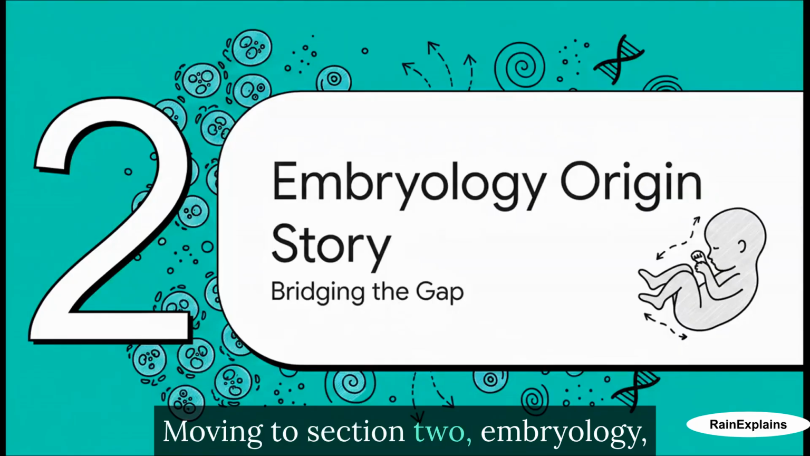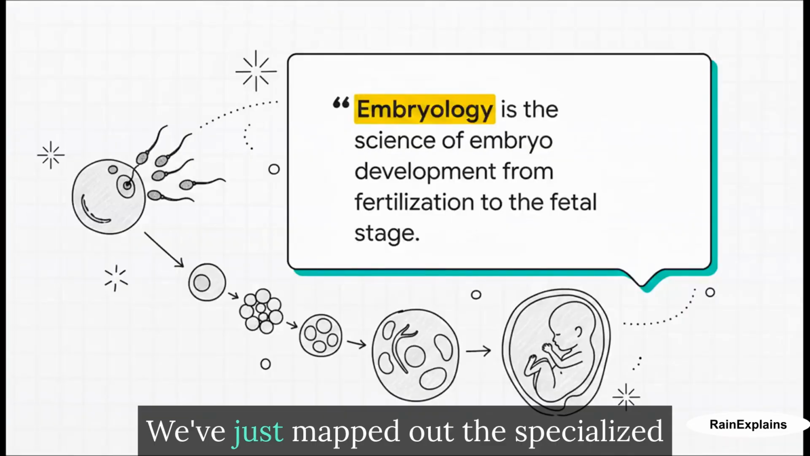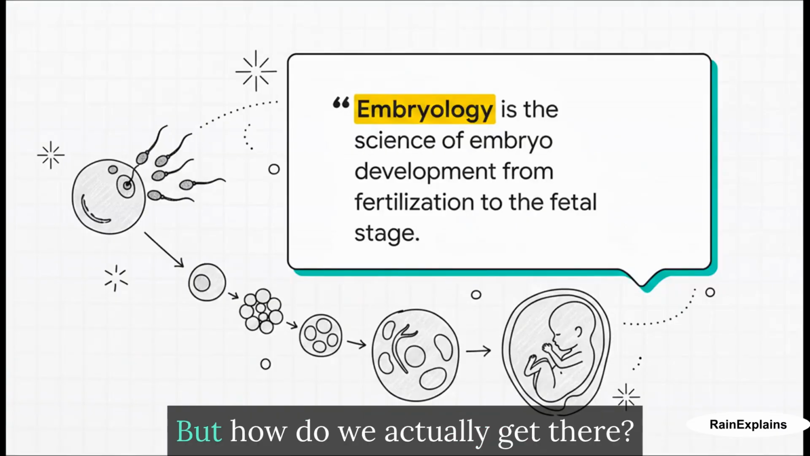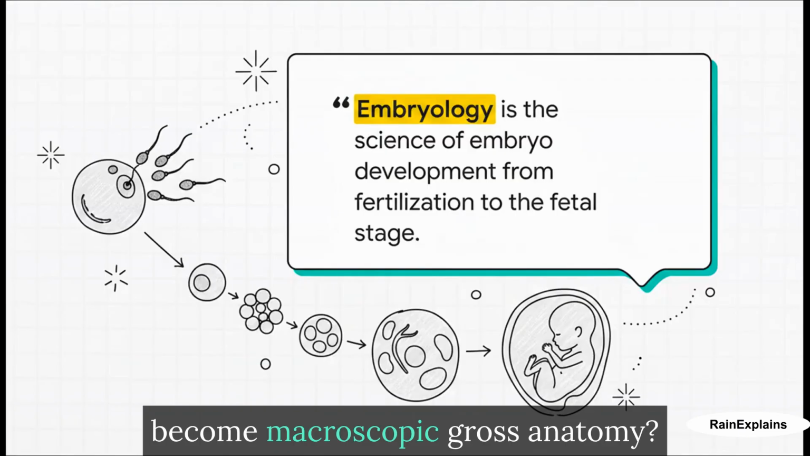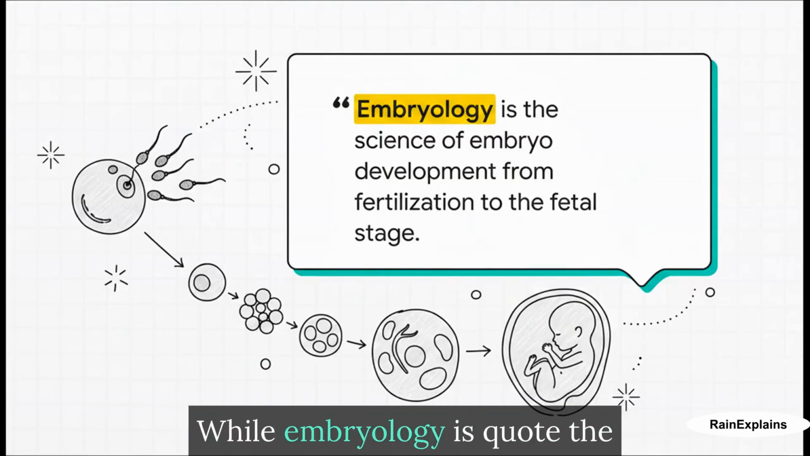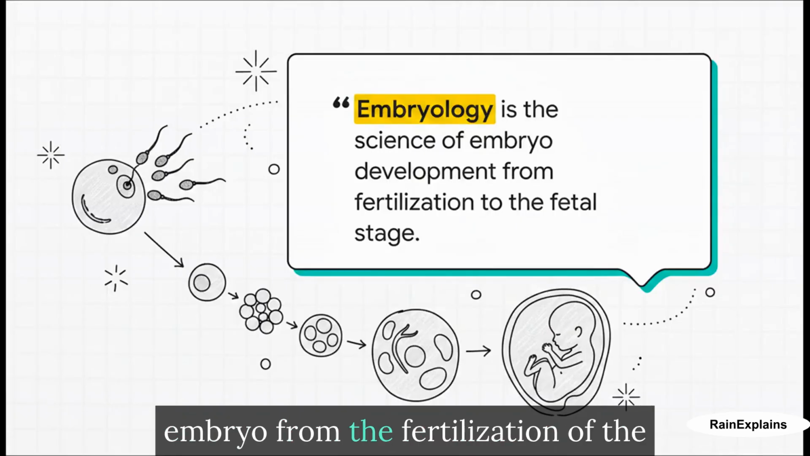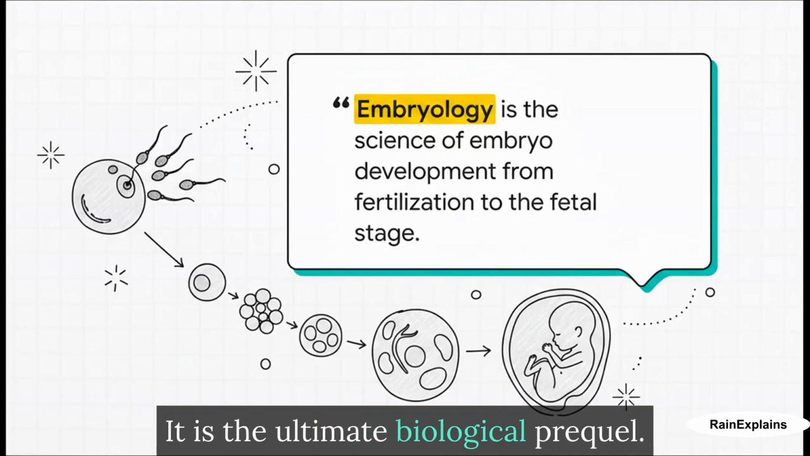Moving to Section 2, Embryology, the origin story, bridging the gap. We've just mapped out the specialized branches that deal with the finished human body. But how do we actually get there? How does microscopic anatomy become macroscopic gross anatomy? Well, embryology is, quote, the science of the development of an embryo from the fertilization of the ovum to the fetal stage. It is the ultimate biological prequel.